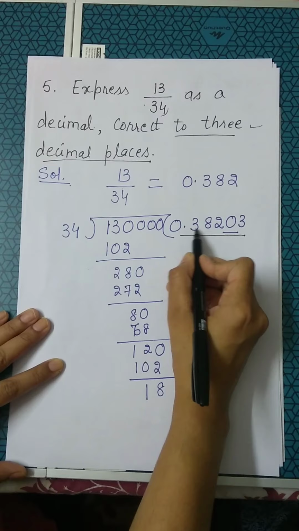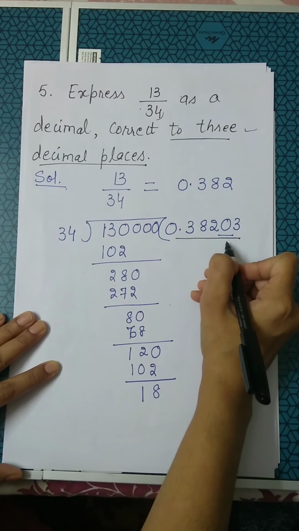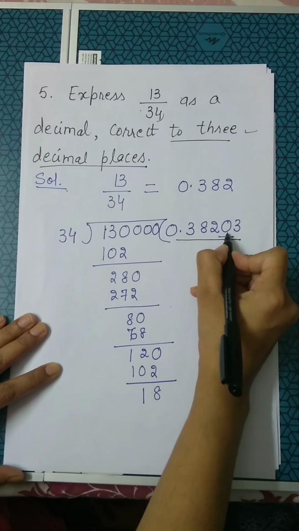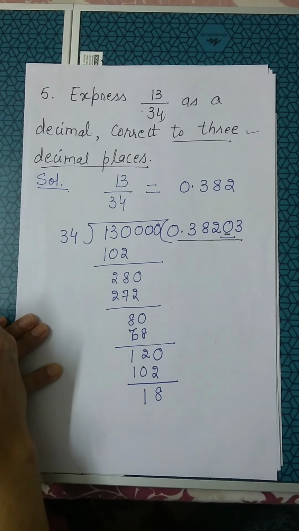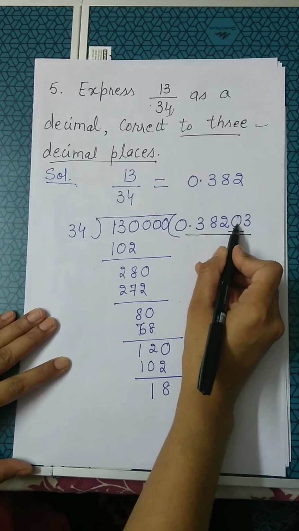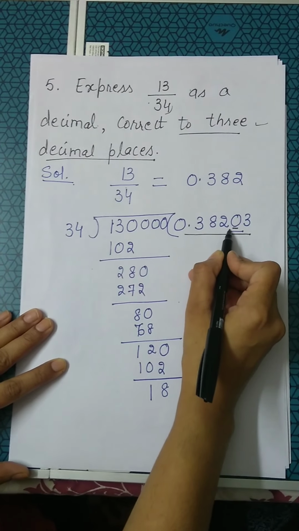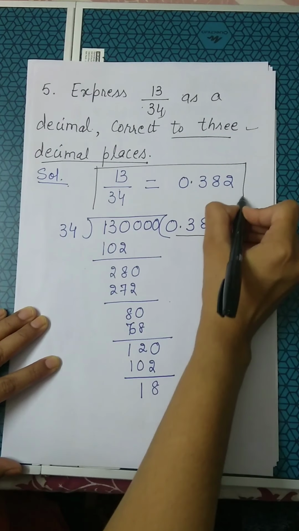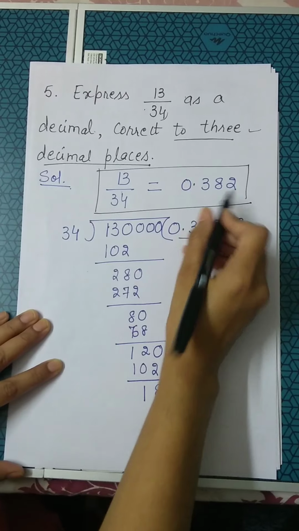So 0.38203. Because I need to find the answer up till 3 decimal places, I will be dividing up till 4 decimal places. If you can see at the 4th place here, 0 is there. That means I cannot round it off. So eventually the answer will come out to be 13 upon 34 is equal to 0.382.